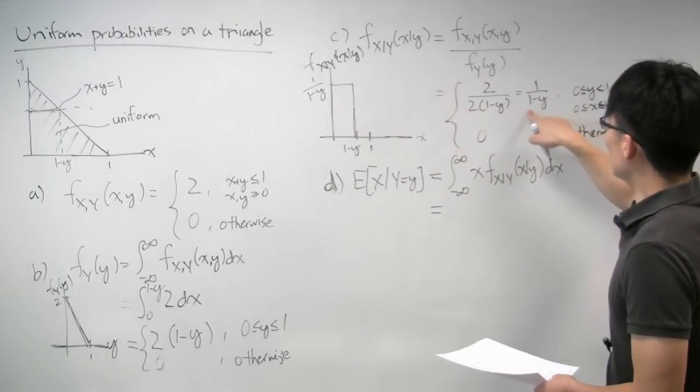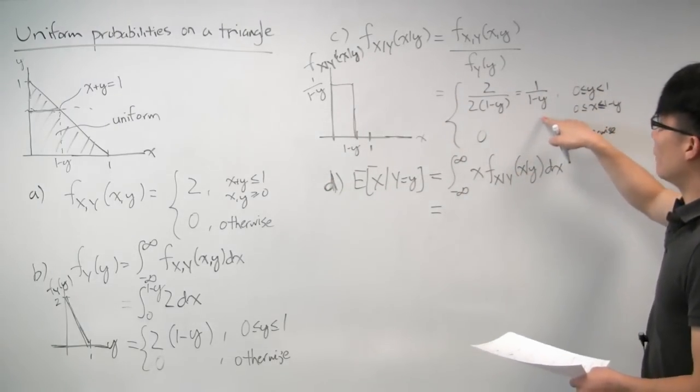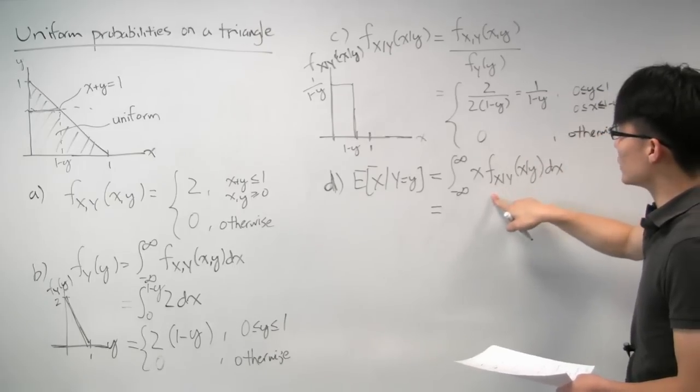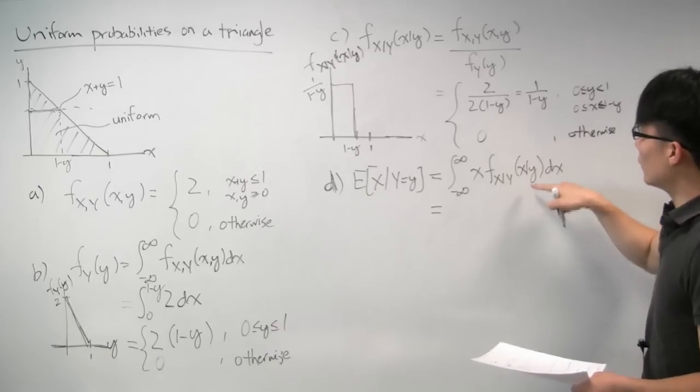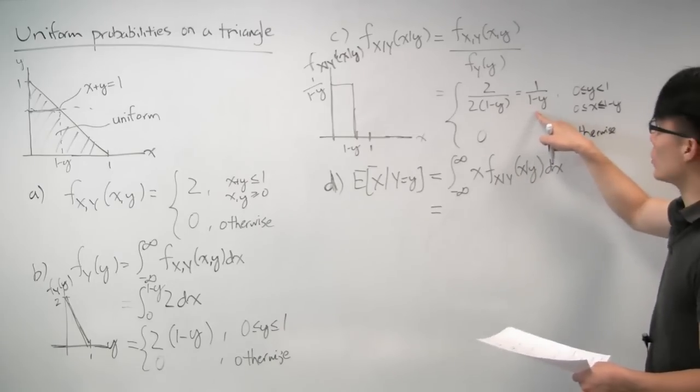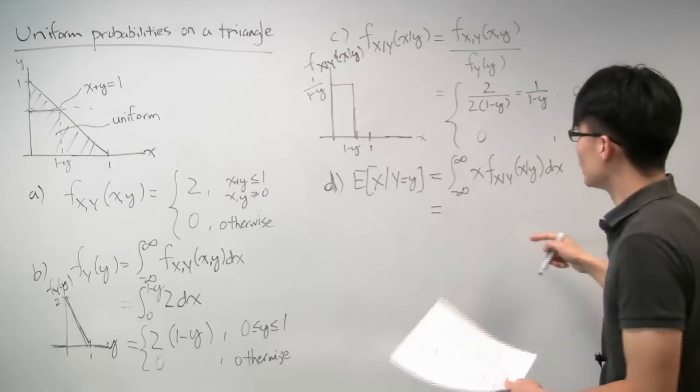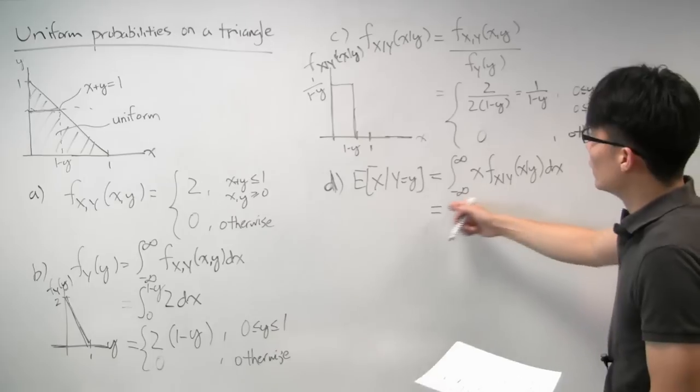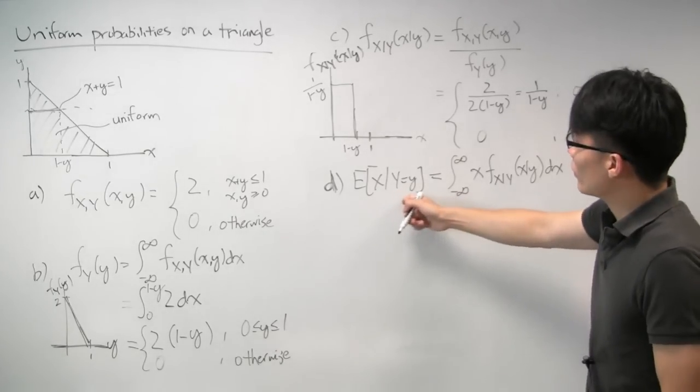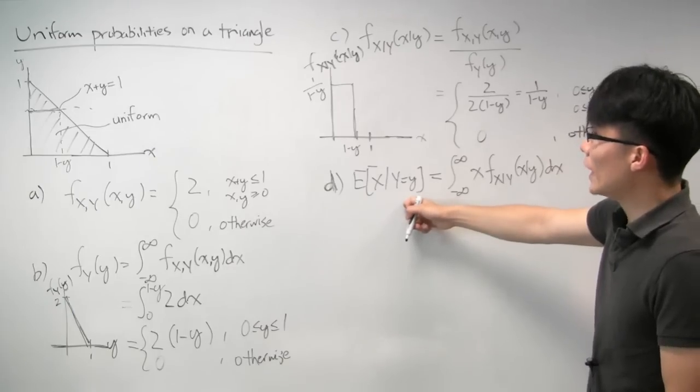And we know that it's 1 over 1 minus y. But again, we have to be careful because this formula, 1 over 1 minus y, is only valid for certain cases. So let's think about this first. Let's think about some extreme cases. What if y, little y, is negative?